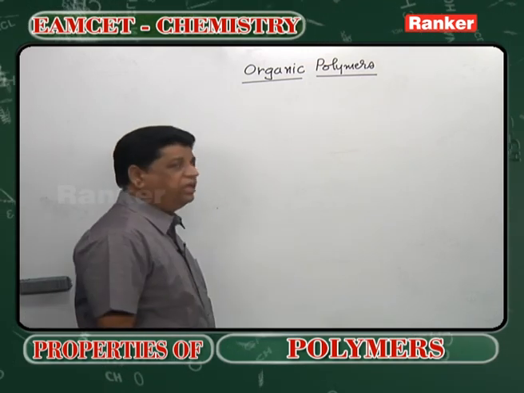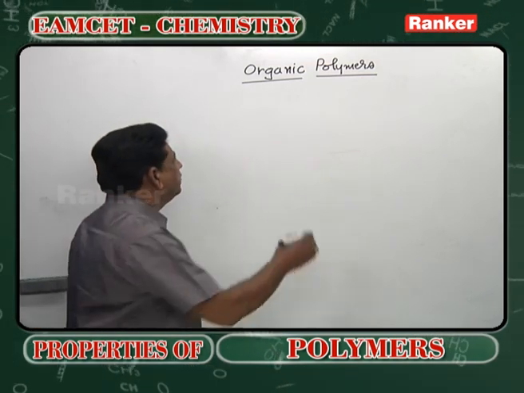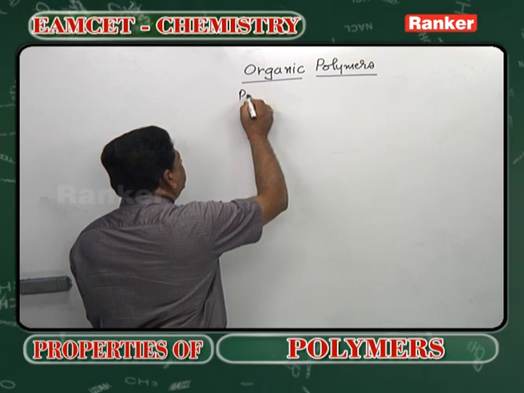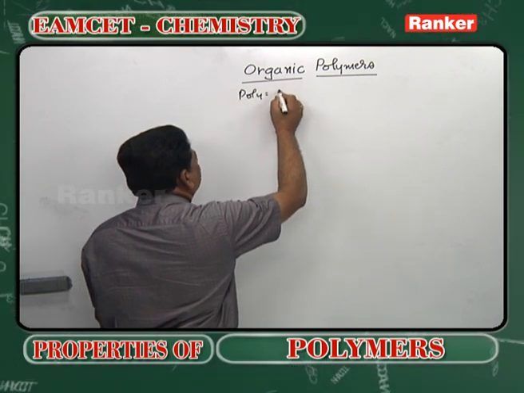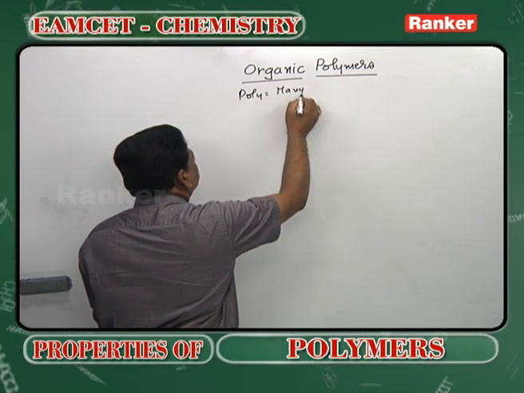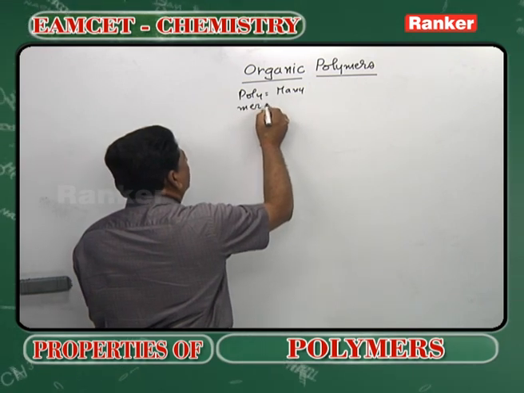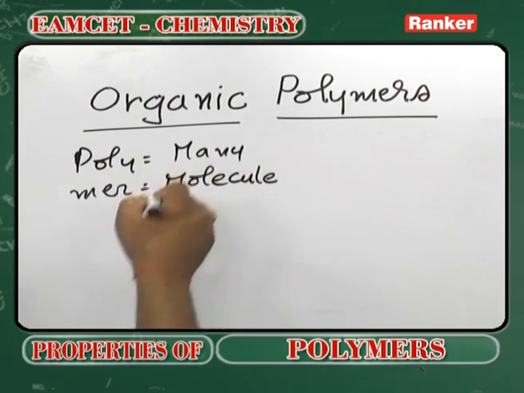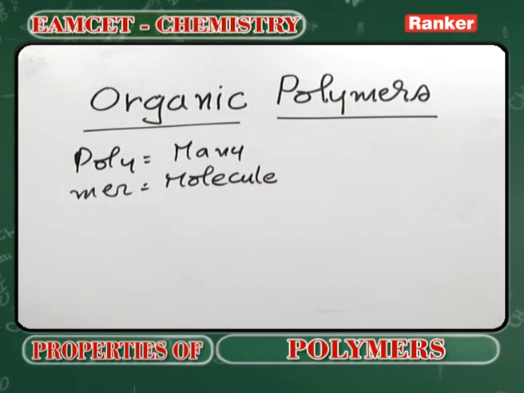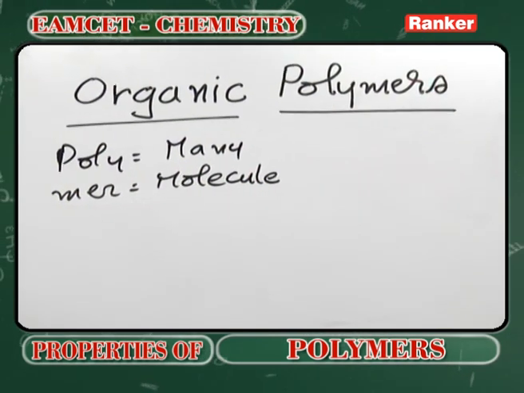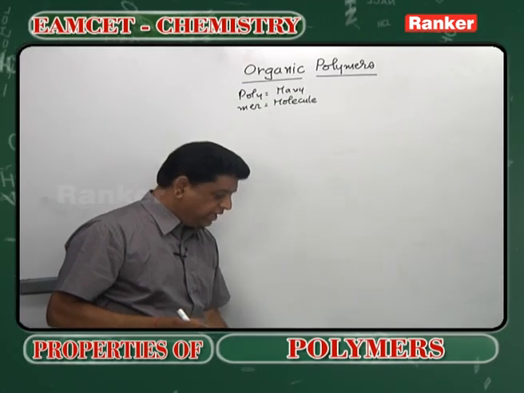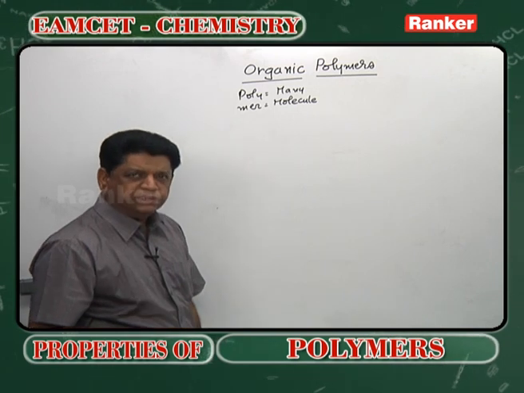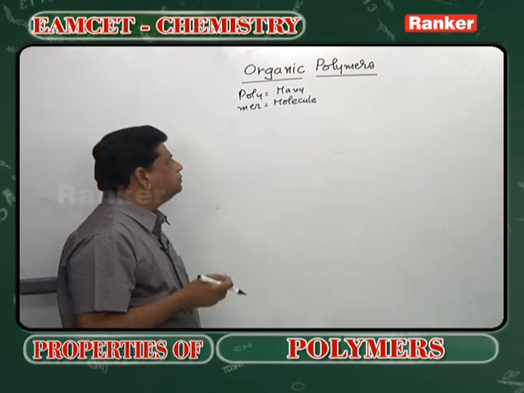We are going to see about the organic polymers. Poly means many. The meaning of poly is many. Mer means a molecule. So together the meaning is many molecules joining together and becoming a big molecule. Definitely, the joining molecules, when considered relative to the final molecule, are smaller molecules.